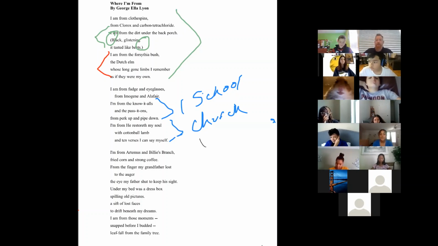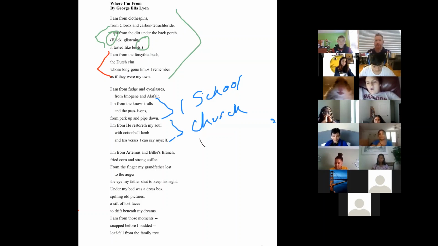"Fried corn and strong coffee." Does that sound like somebody who's growing up in the north or the south? South, south, south, south. One person said north, but everybody else is saying south. I think that sounds right. Fried corn certainly sounds like a southern thing. Strong coffee, well, cheers. Okay, moving on. What else do we have?